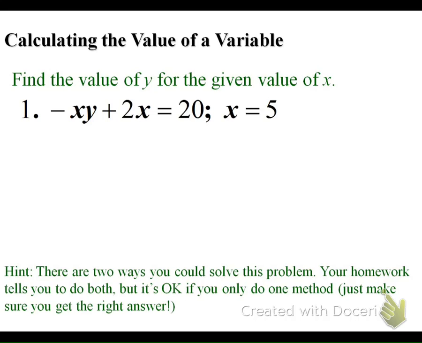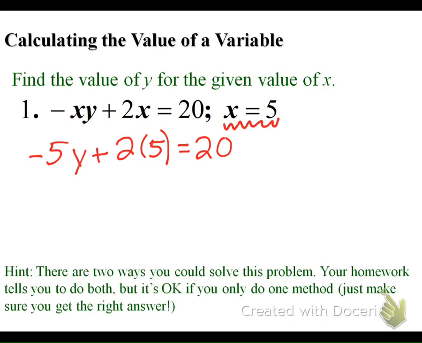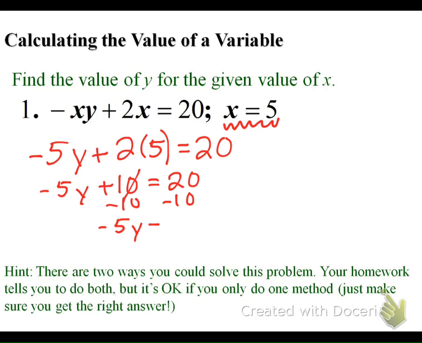So I am going to just take care of this. I'm going to turn every x into a 5. And then we basically just solve like we did yesterday. So you'd subtract 10 from both sides. We have negative 5y equals 10. We end up with y equals negative 2.